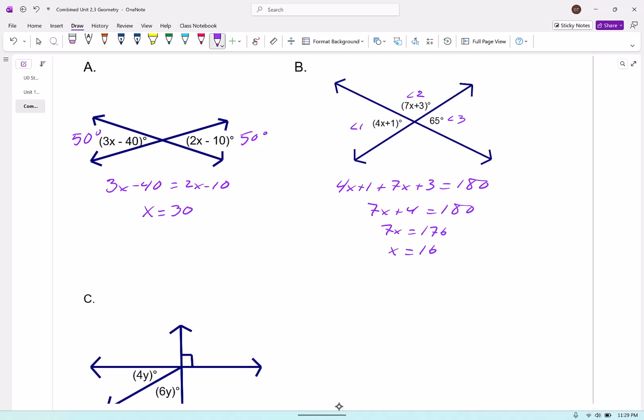There are also other ways. You can set angles 2 and 3 equal to 180. So you do 7x plus 3 plus 65 equals 180. You would then subtract 68 from each side. You would end up with 112 equals 7x, you divide by 7, and you would end up with 16. So no matter what way you go, you will end up with 16.